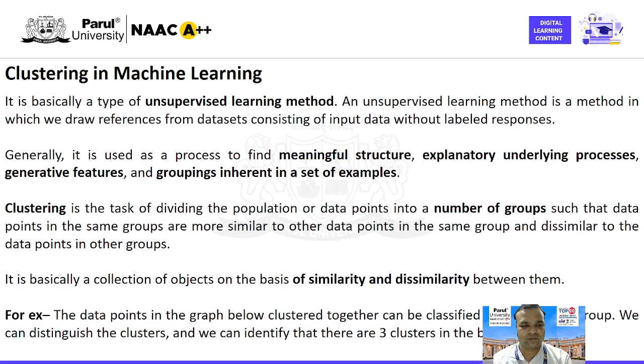So similarly, we work with unsupervised learning in the form of clustering. Generally, it is used as a process to find meaningful structure, explanatory underlying processes, and generative features. So we find out the structure, some underlying explanatory processes, some generative features, and grouping inherent in a set of samples.